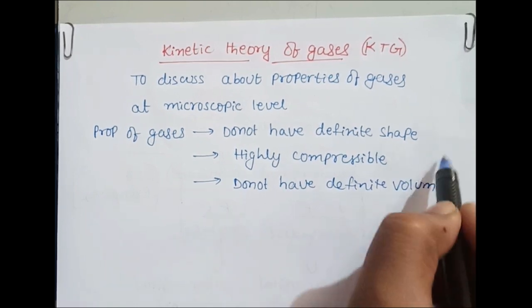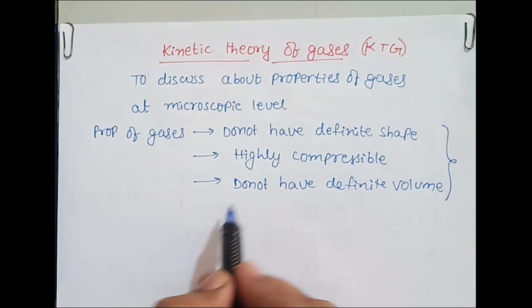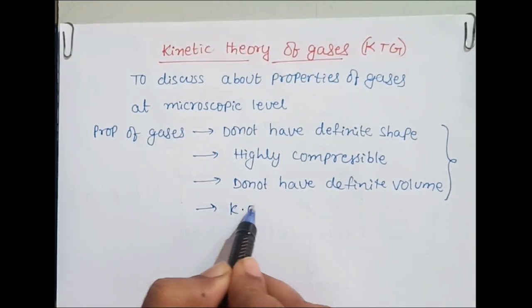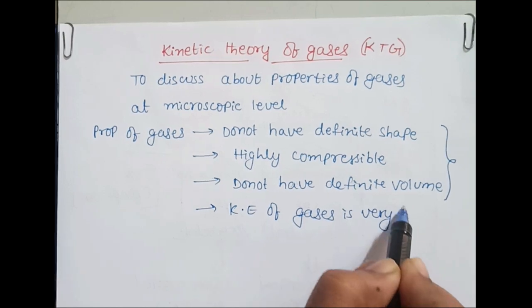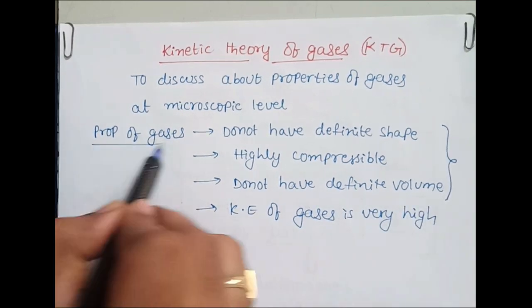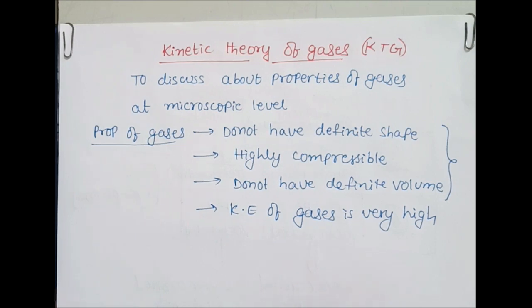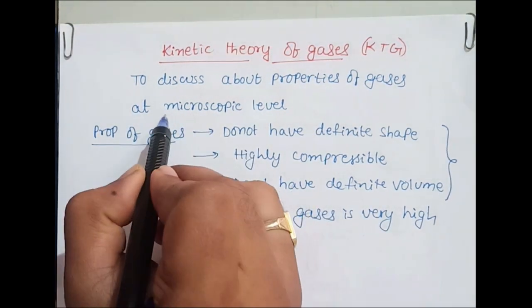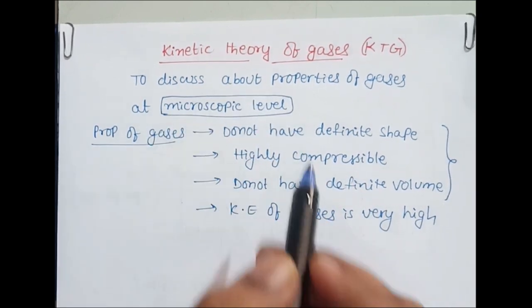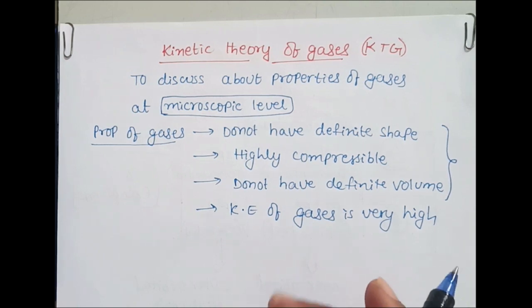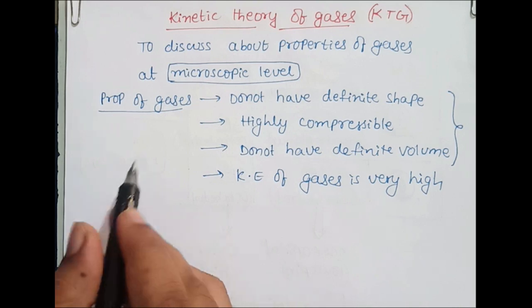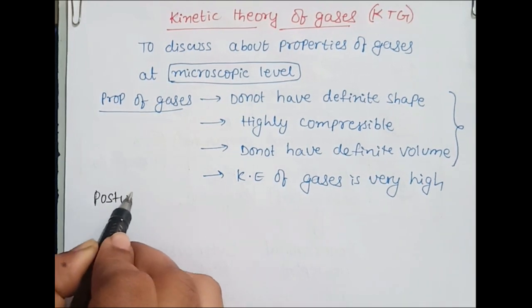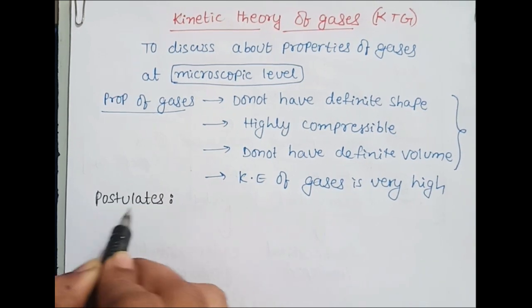So there are so many properties of gases. Gases travel very fast, which means the kinetic energy of gases is very high. These are the general properties of gases, and why these properties occur, what is happening at the microscopic level, is explained by the kinetic theory of gases. First the theory topics, and later the derivation will also come. So first, let us see the postulates of kinetic theory of gases.